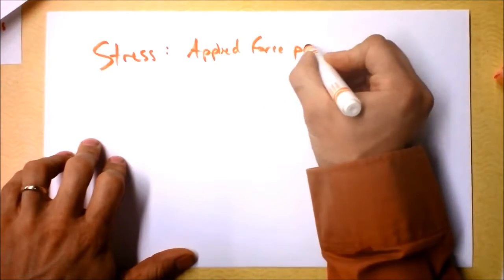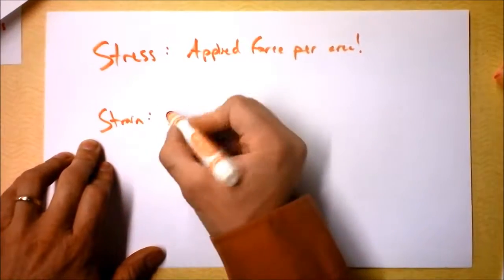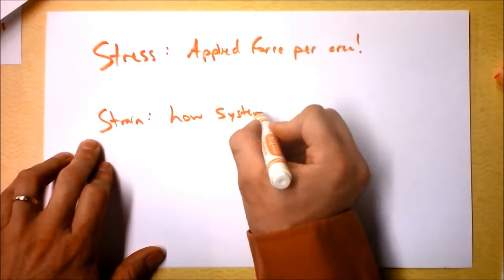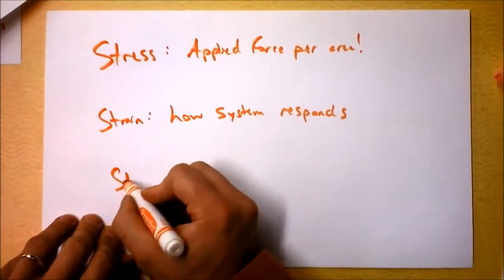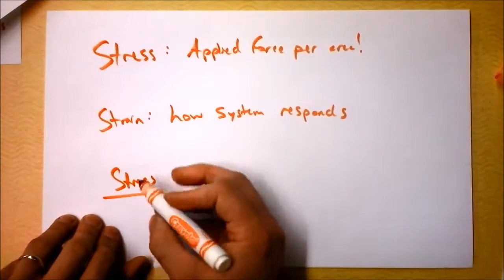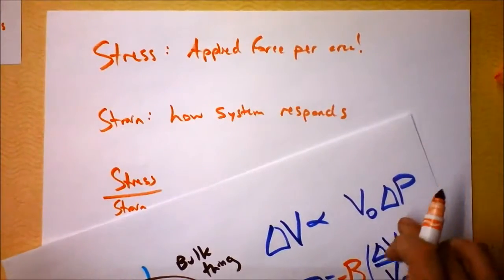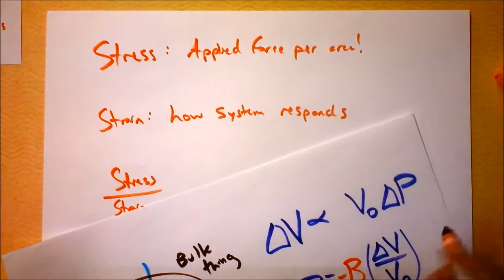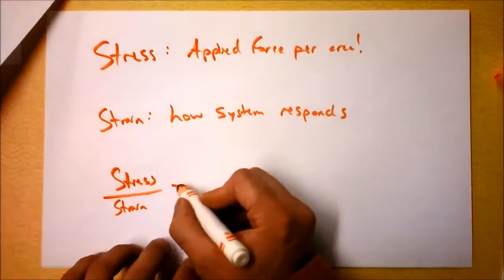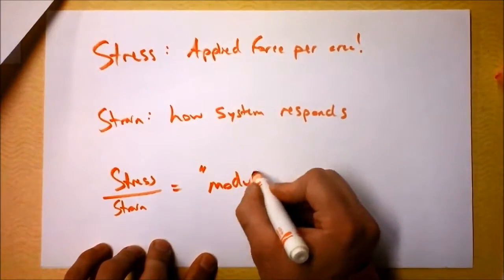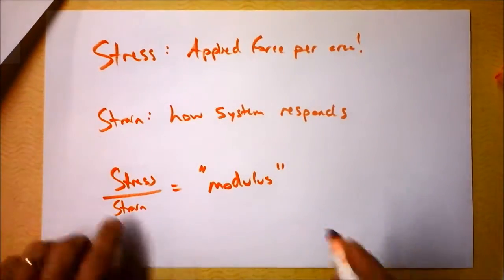Applied force per area. Okay? And a strain is how the system responds. And in general, I can say that stress divided by strain, let's see. Stress is the applied force per area, so that would be like this. And strain is delta V. Stress divided by strain looks to be something like this modulus.